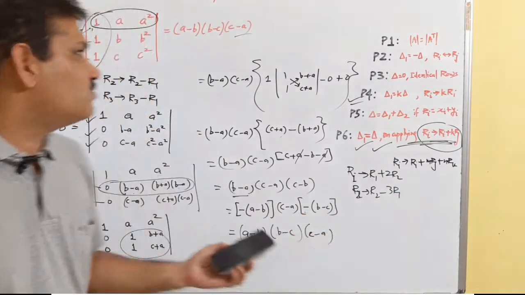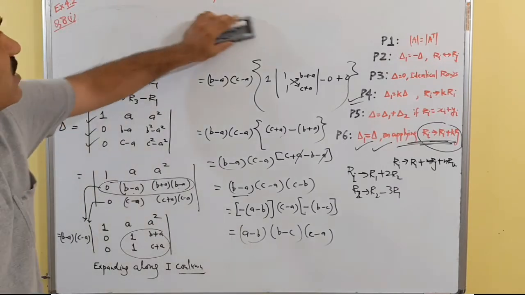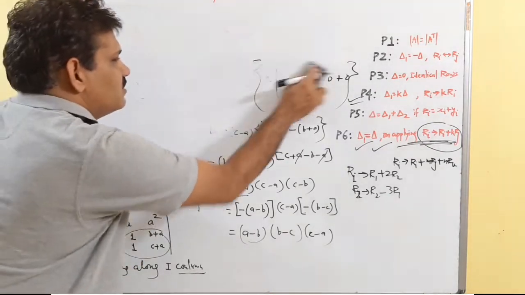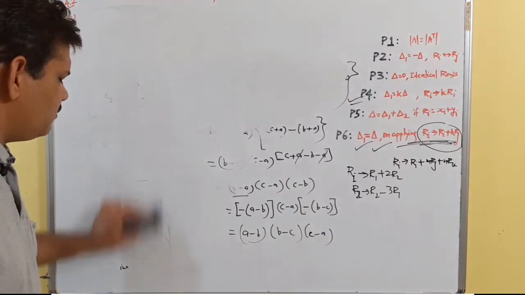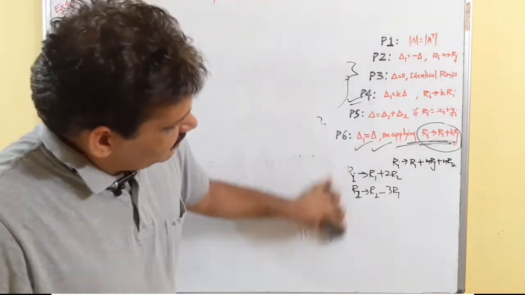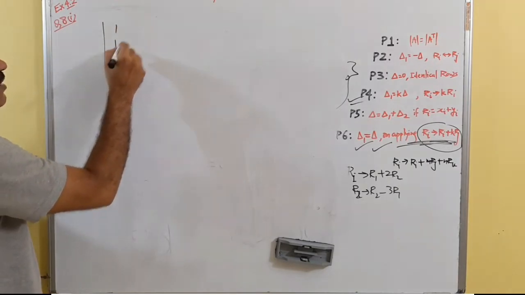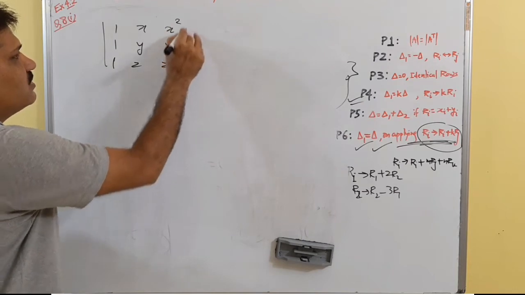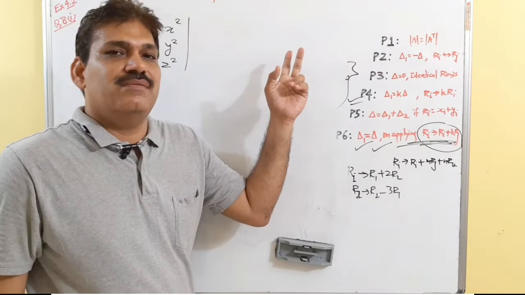Now let's change this question, with not 1 1 1, A B C, A square B square C square. We take 1 1 1, x y z, x square y square z square, to better understand the question. So now we have changed our question. In one row we have 1 1 1 and then x y z, x square y square z square. What it will give? X minus y into y minus z into z minus x.